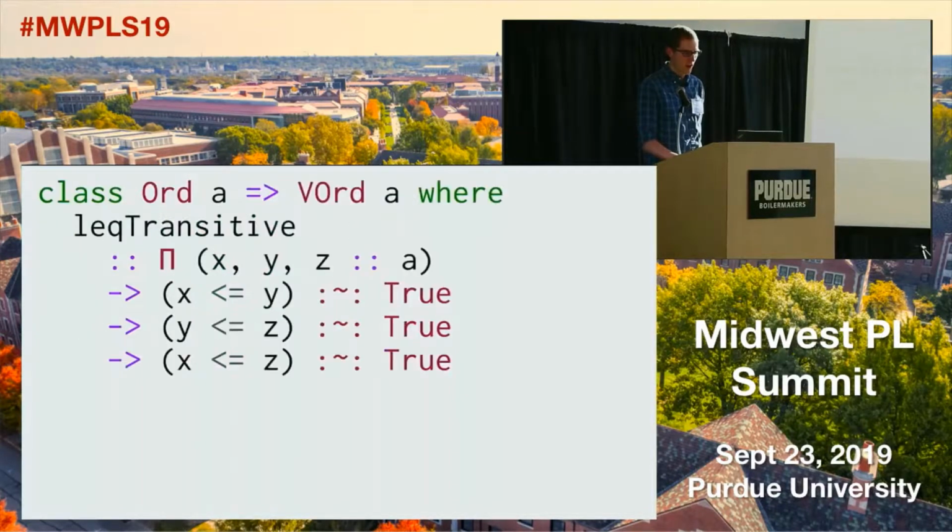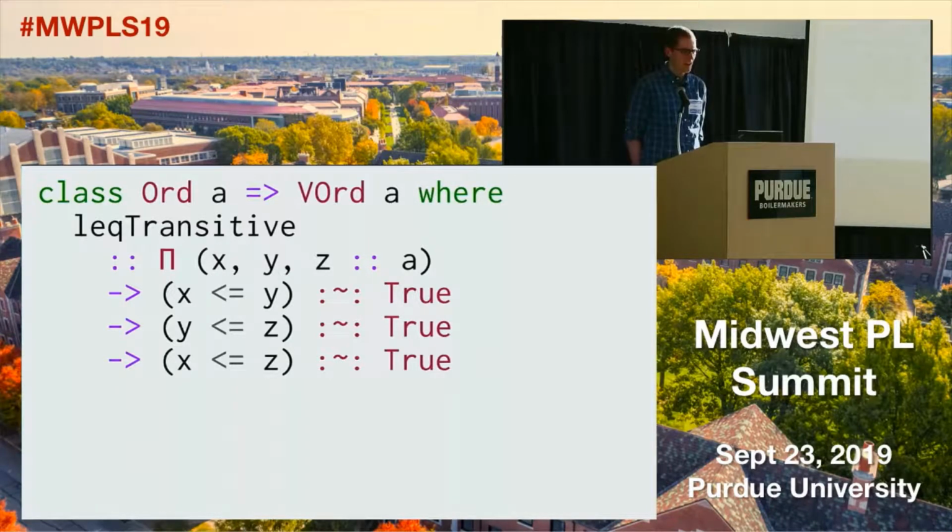Instead of writing with comments, we can write a subclass of Ord for verified Ord instances, or VOrd for short, and we can write the statement of the transitivity law as a type signature. And this way, if you want to have some assurance that this code actually obeys this law, then when you write an instance of VOrd, you actually have to write a proof that this thing is in fact transitive. So that's a little bit better, but I still claim it's not ideal.